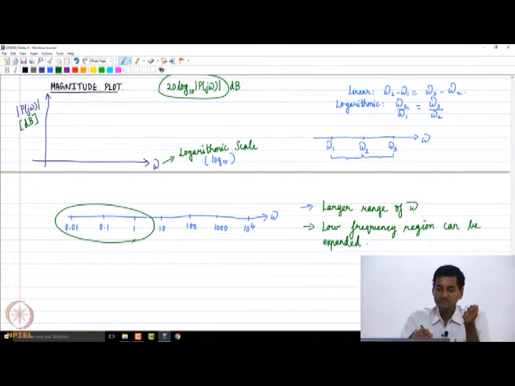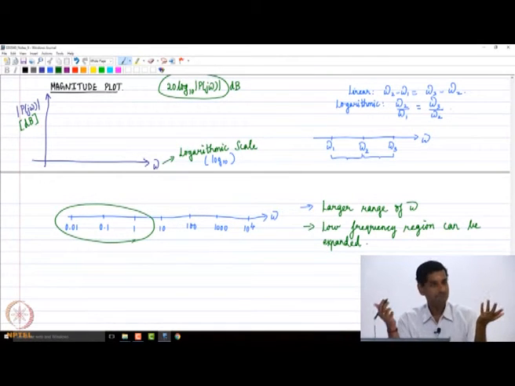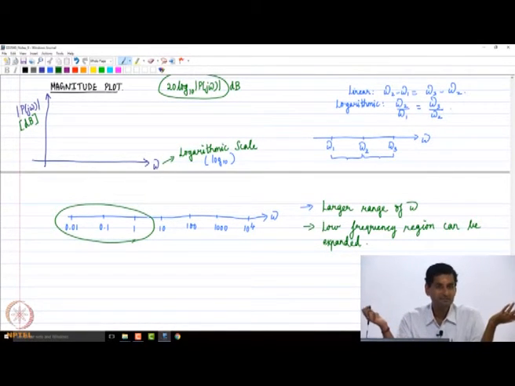Now comes the second question: why do we use a decibel scale for the magnitude? We take the magnitude, take the logarithm to the base 10, multiply it by 20 and convert it to decibels. Why should I use a logarithmic scale for the magnitude? Similar reasons would apply. I can cover a larger range of magnitudes in a finite scale, since the transfer function can have a wide range of magnitudes.